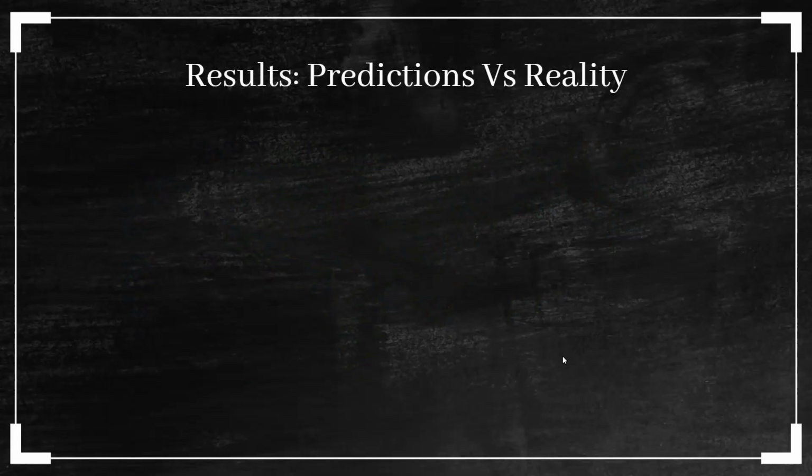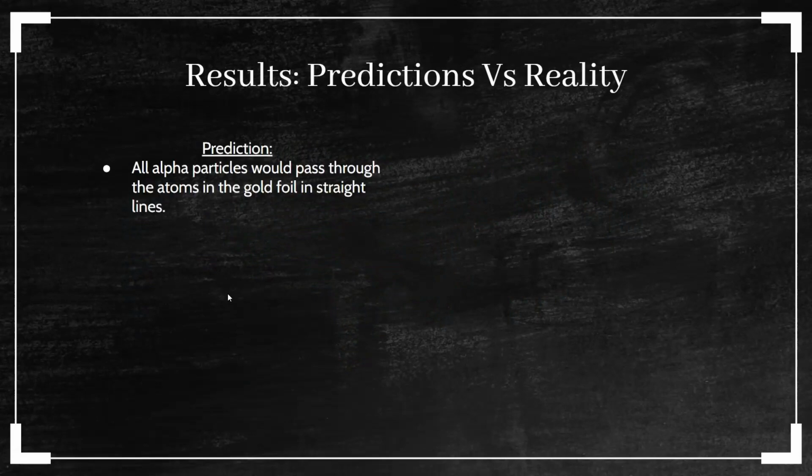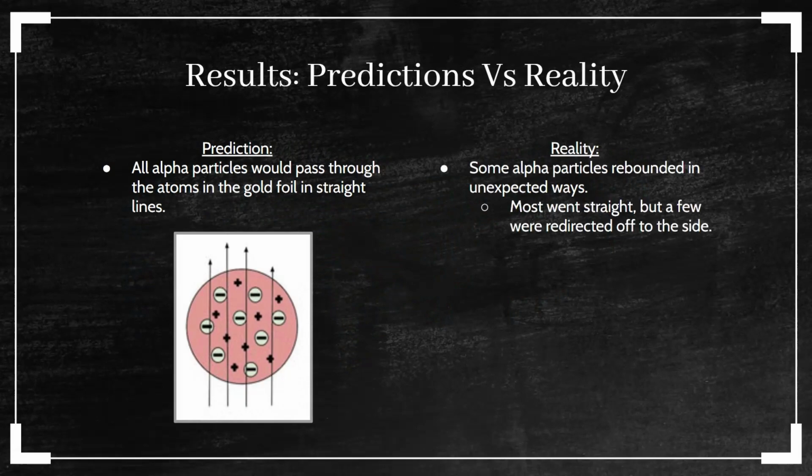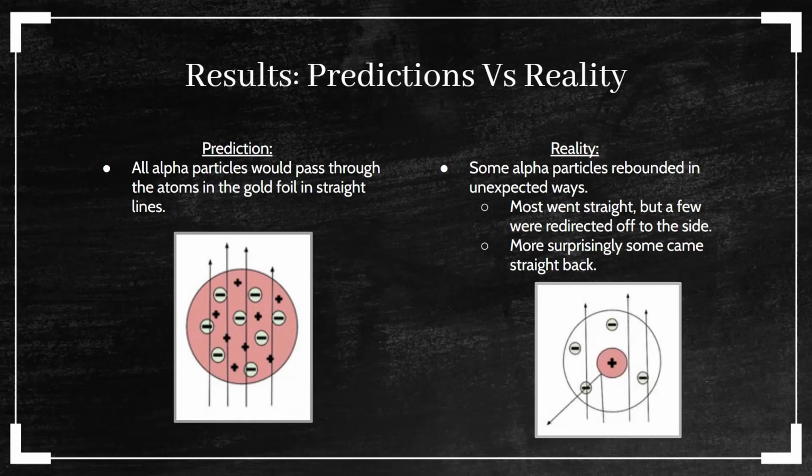So let's look at our results. The prediction again was that all alpha particles would pass through the atoms in the gold foil in a straight line, and they expected a very small fanned out location to show the hits. But in reality, some alpha particles rebounded in those unexpected ways. Again, most went straight, but a few were redirected off to the side. And what really shocked them was the ones that came straight back at them.